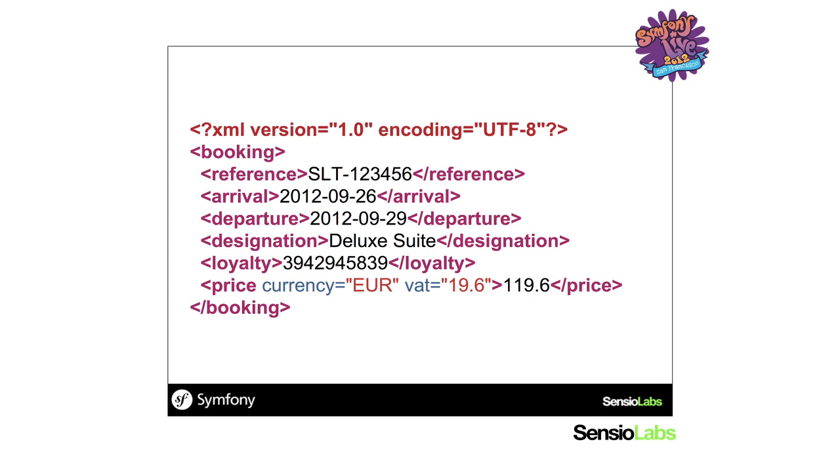So my output will be as follows. It will also add the other properties if you don't specify all of them. So it will start with reference, arrival, and departure, and then it will serialize the others.